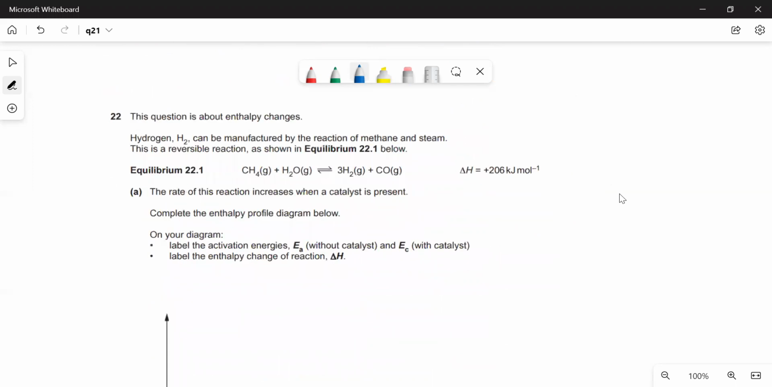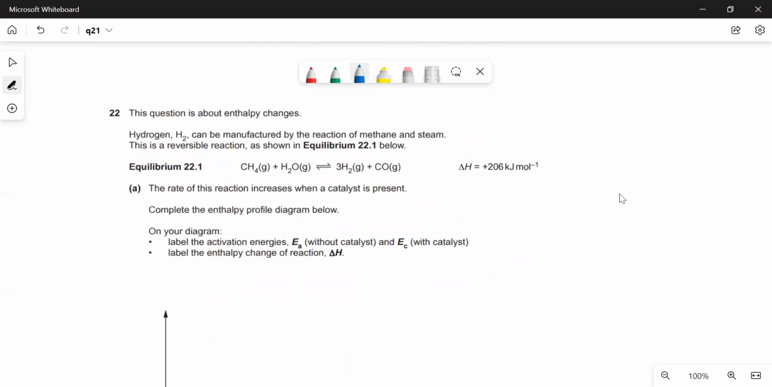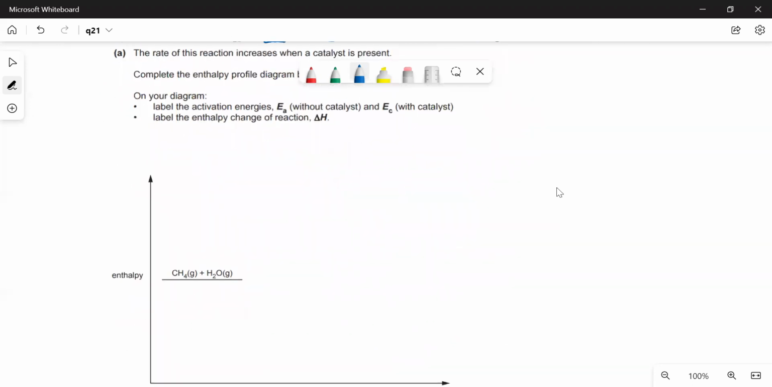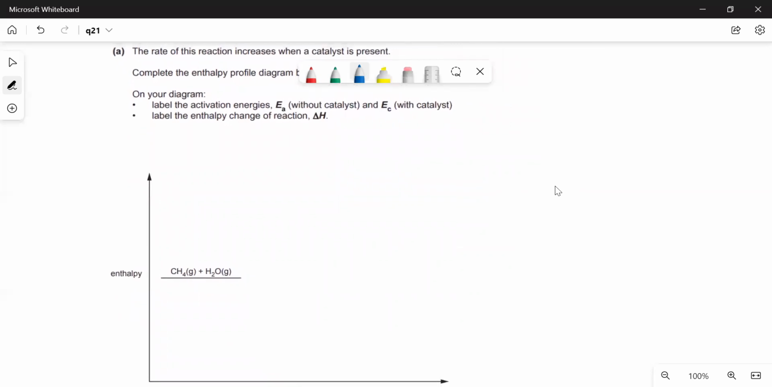Okay, question about enthalpy changes. We've got this reaction for how hydrogen is manufactured from reacting methane and water together, and it is an endothermic reaction. The rate of this reaction increases with the catalyst. So you've got to complete the energy profile diagram. You've got to show the activation energy without and with a catalyst, and also the enthalpy change delta H.